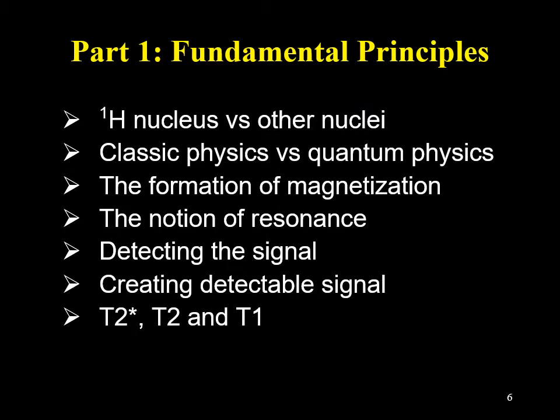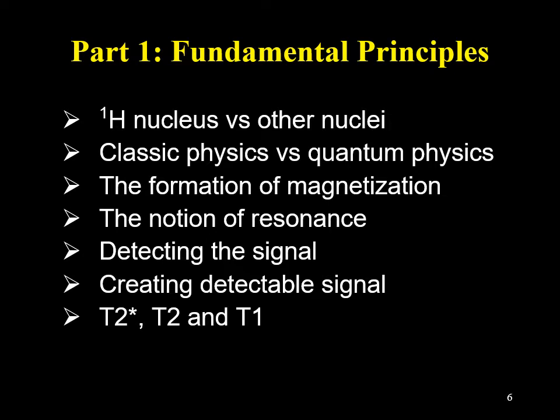The topics that will be discussed in Part 1 are the properties of the hydrogen nucleus. There are many other NMR active nuclei, carbon-13 for example, but hydrogen is the most prevalent NMR active nucleus in biologic systems, and it is the nucleus imaged in over 99% of all MR imaging. And it is the simplest to understand, so the entire talk is focused on the hydrogen nucleus.